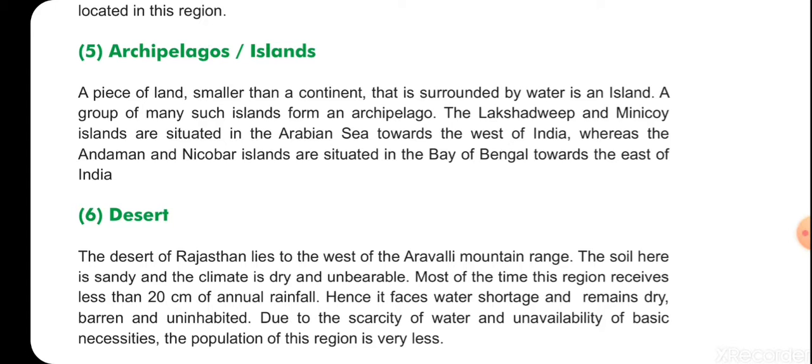Now, let's understand it in detail. Okay, so the land which is surrounded by water is known as an island. It is smaller than a continent. A group of many such islands, when they are formed, are known as archipelagos. The Lakshadweep and Minicoy Islands are situated in the Arabian Sea towards the west, and Andaman and Nicobar Islands are situated in the Bay of Bengal towards the east of India.